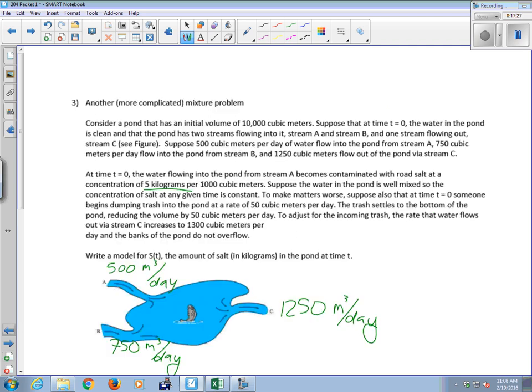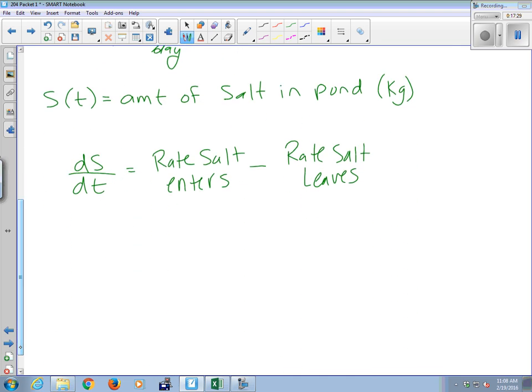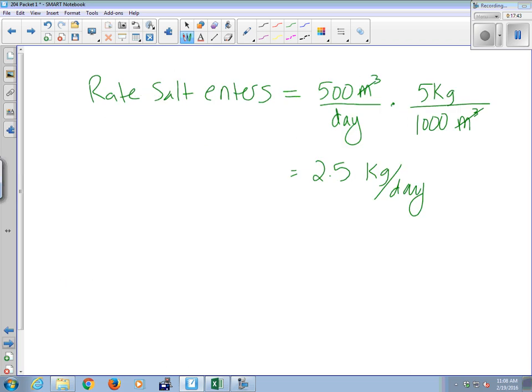So we'll go back to my differential equation, and I have dS/dt. Salt is entering at 2.5 kilograms per day. Then I have to figure out the rate at which salt is leaving. So let's do that as a little aside over here too. Rate salt leaves.